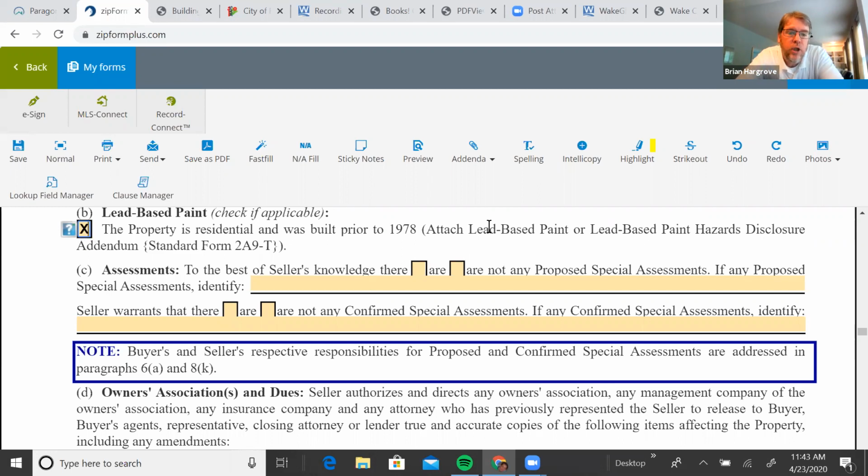And then you are looking for this disclosure. And this is not one that you wait on. You need this disclosure with your offer. So the seller has to have already filled this out, letting you know, are they aware of any lead paint? And do they have any documentation about any lead paint?